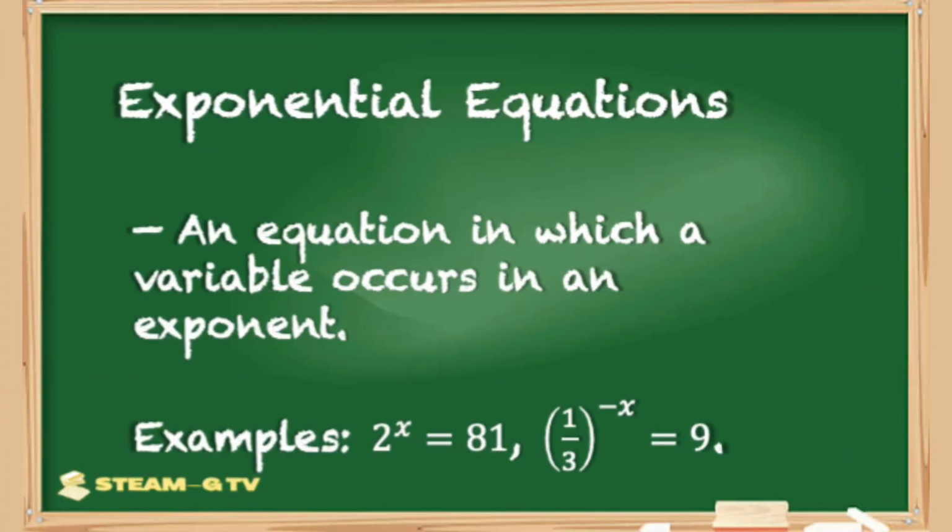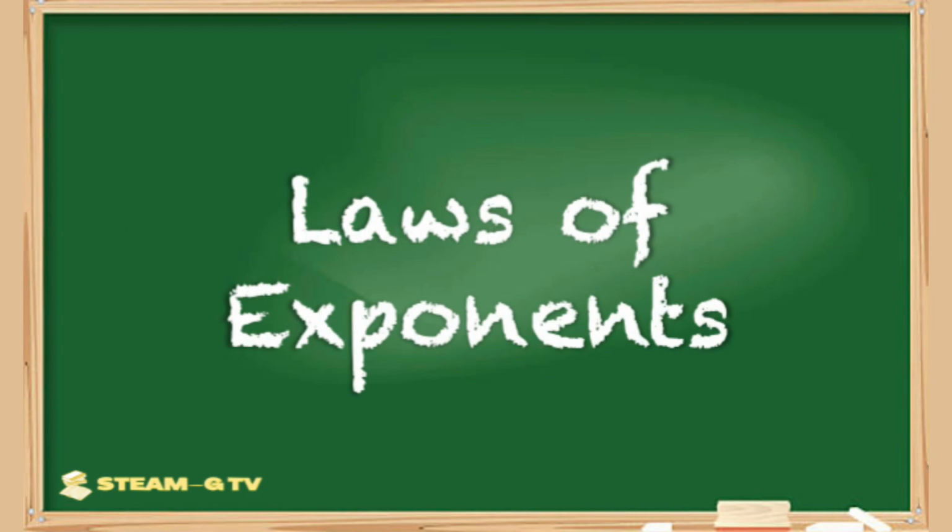Let's start first by defining what an exponential equation is. An exponential equation is an equation in which a variable occurs in an exponent. Examples are 2 raised to x is equal to 81, and 1/3 raised to negative x is equal to 9. These can be solved by using laws of exponents and one-to-one properties.